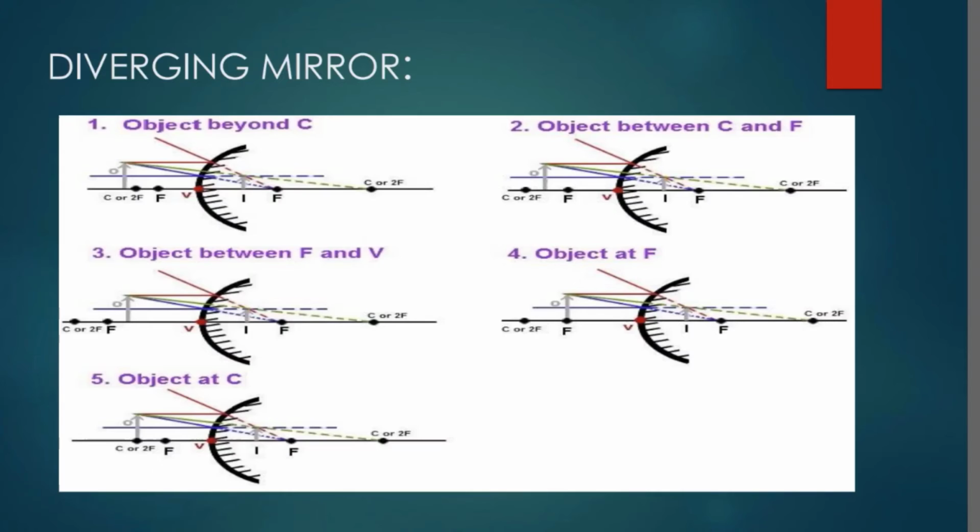It must be between C, the center of curvature, and F. Here the image lies on the right side of the mirror. Here, as I have shown, O is the object and I is the image.